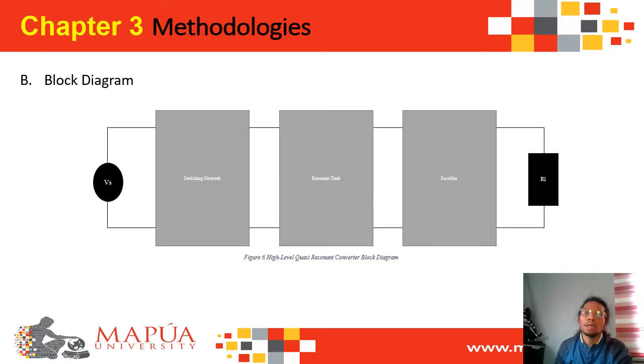So the isolation is between the resonant tank circuit and rectifier circuit, and it is using a center tap transformer, and the turns ratio is computed and shown on the succeeding slides.